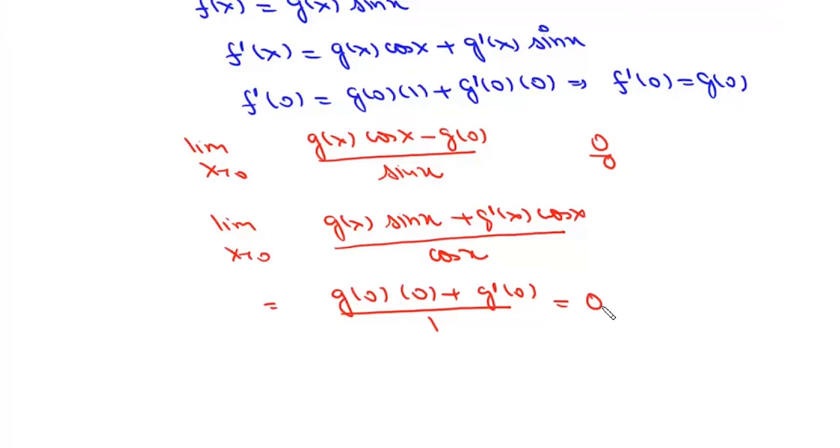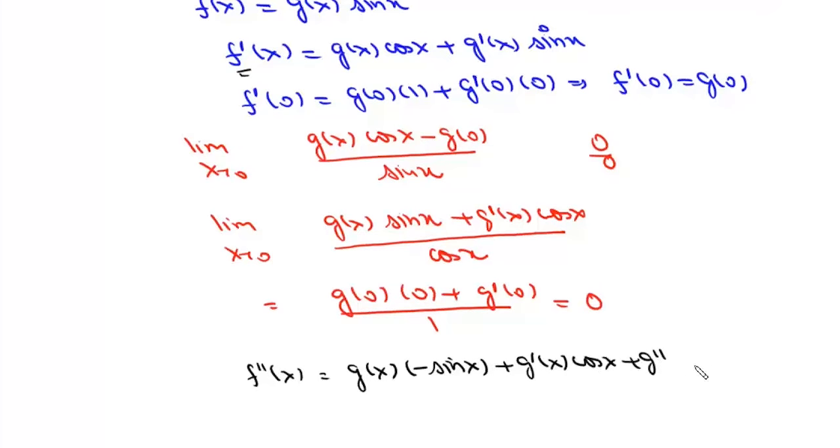Now if we find f double dash x, then f double dash x will be g x minus sin x plus g dash x into cos x plus g double dash x sin x plus g dash x into cos x. Now if we put x as 0, we get f double dash 0 as g0 and sin 0.